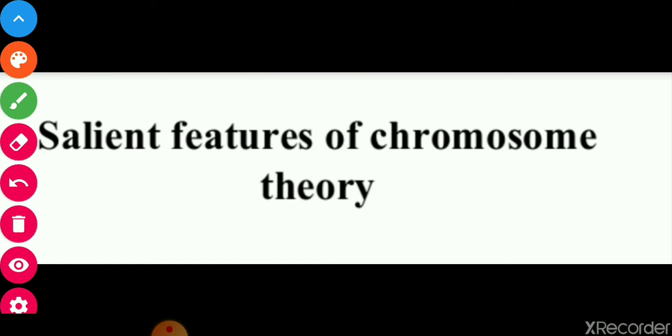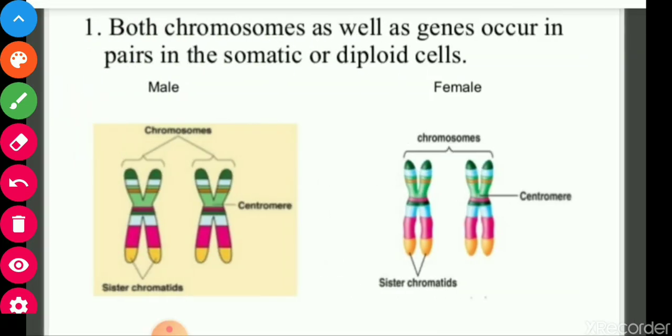Now some salient features of the chromosomal theory of inheritance. See here, number 1: both chromosomes as well as genes occur in pairs in a somatic or diploid cell. In a male diploid cell or in a female diploid cell, both are paired structures, whether gene or chromosome, they are found in pairs.